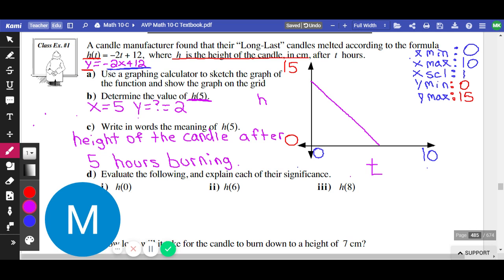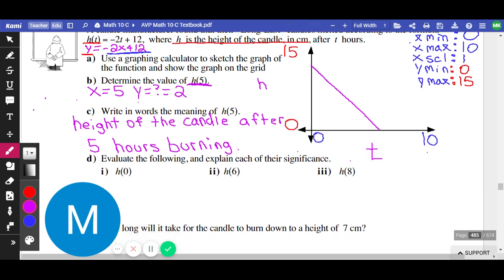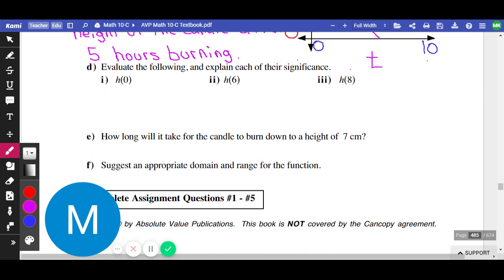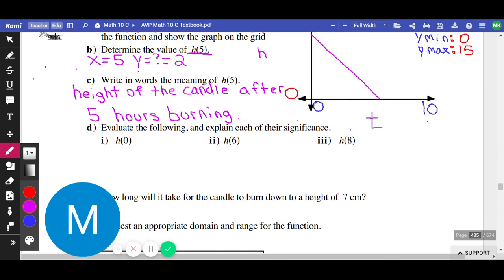Fantastic. For part D, we're going to evaluate the following. Evaluate means calculate the outputs given the inputs. This first one, h of 0, that means x equals 0. Your calculator takes inputs very well. You just hit trace, right there, then 0, and then enter. And you end up with y equals 12. So h of 0 equals 12.